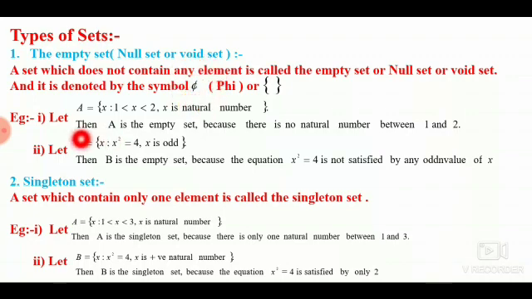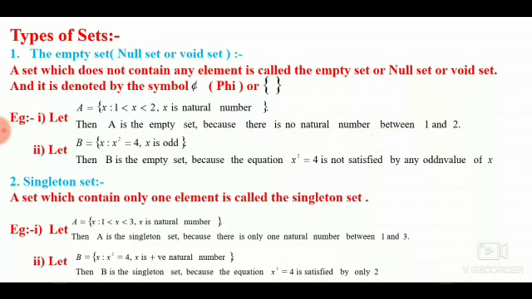For example, A is a set containing x such that x is greater than 1 but less than 2, where x is a natural number. Dear students, we do not have any natural number which lies between 1 and 2. There are infinitely many numbers between 1 and 2, but the number must be a natural number. Therefore, set A is an empty set, because there is no natural number between 1 and 2.